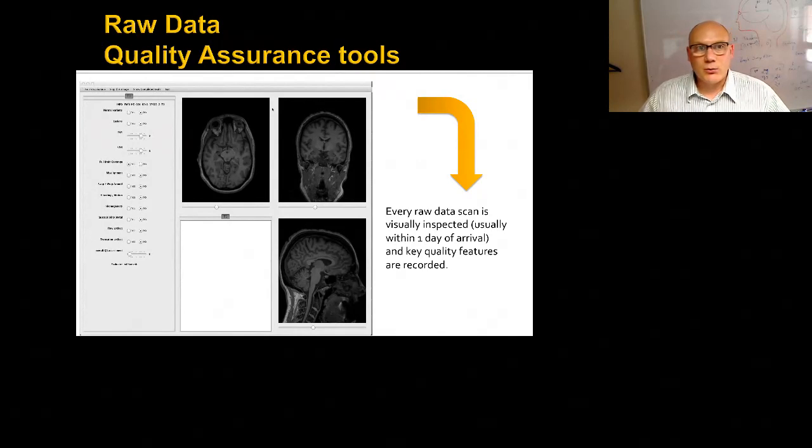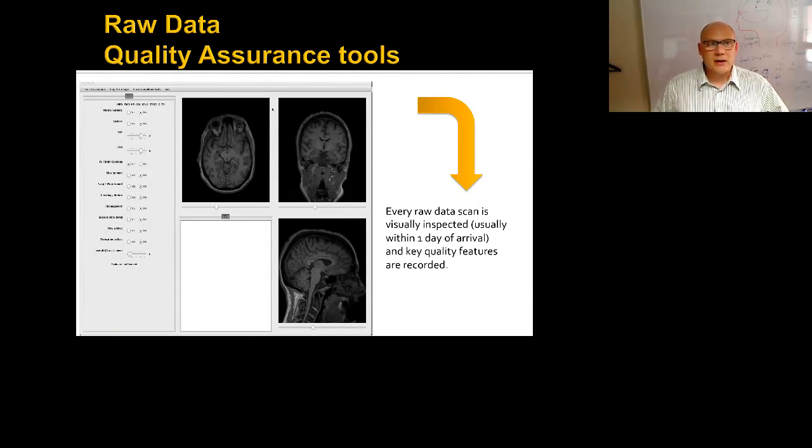This is just a picture of our raw data quality assurance tools. Every scan that arrives at our site is automatically loaded, reviewed for common problems that occur in brain imaging scans, and then cataloged. This quality information is cataloged so that we can focus only on the best data that we have for identifying for future analysis.